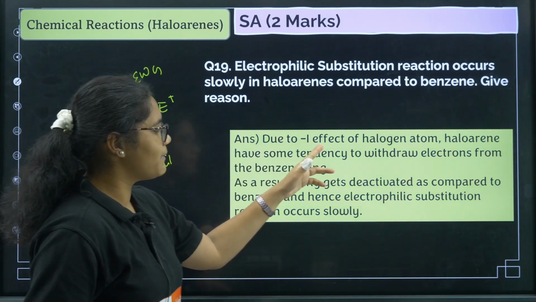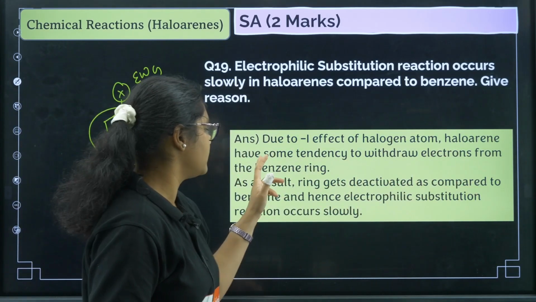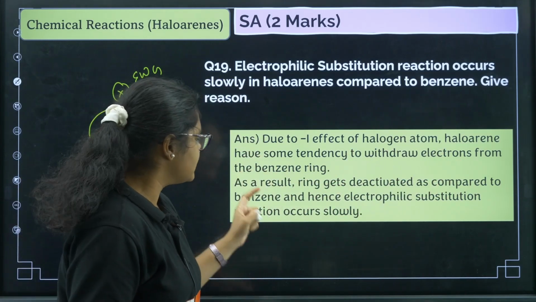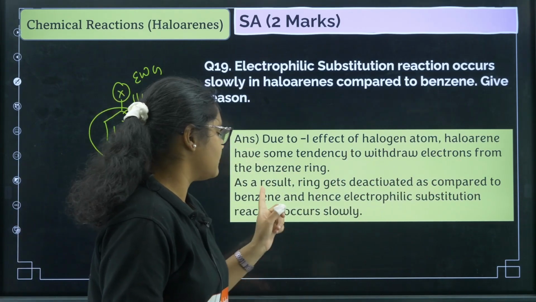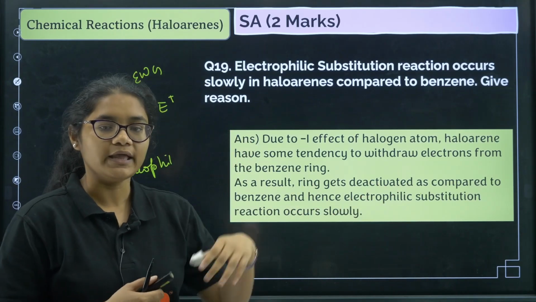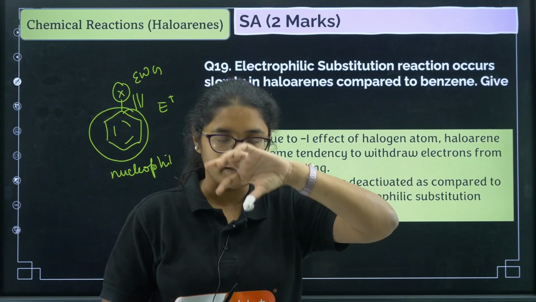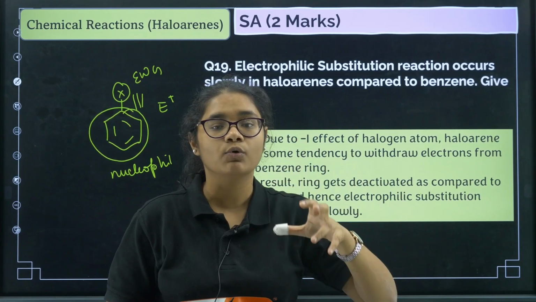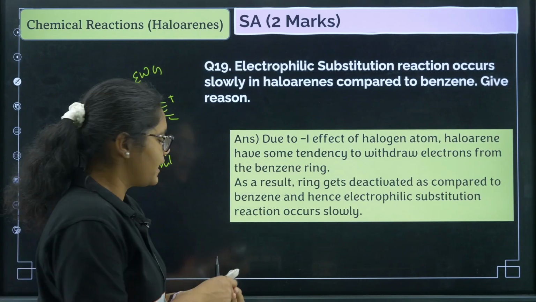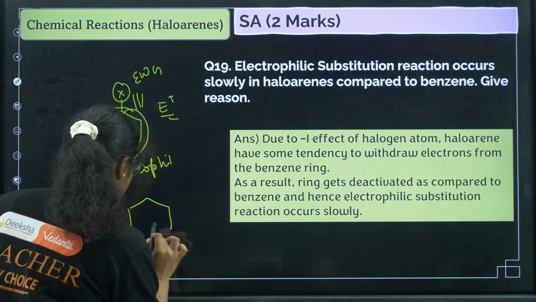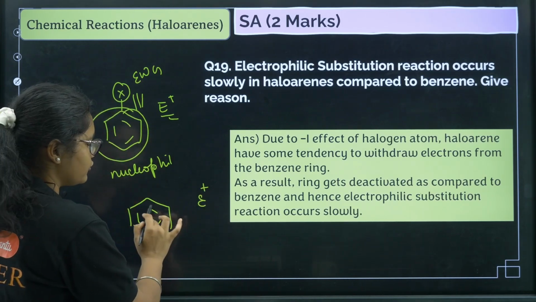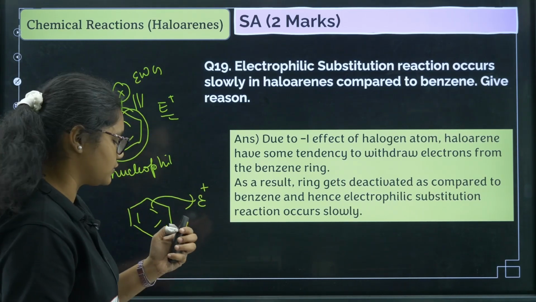Due to the -I effect of halogen atom, haloarenes have some tendency to withdraw the electrons from the benzene ring. As a result, the ring gets deactivated as compared to benzene, and hence the electrophilic substitution reaction occurs slowly. Due to the electron withdrawing nature of halogen, the ring becomes more electrophilic, so it will not react easily with an electrophile. In comparison, with just a benzene ring and an electrophile, there is no electron withdrawing group, so this will react fast. That is the concept here.